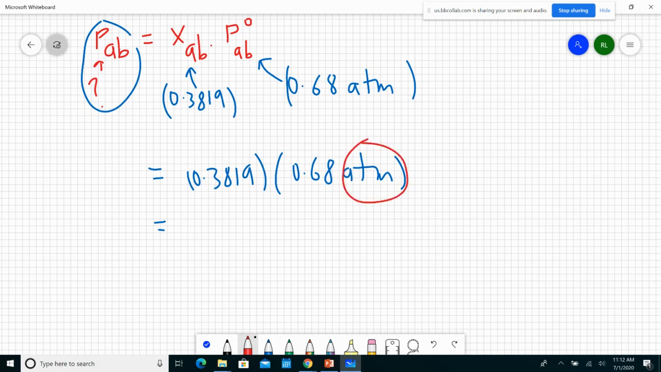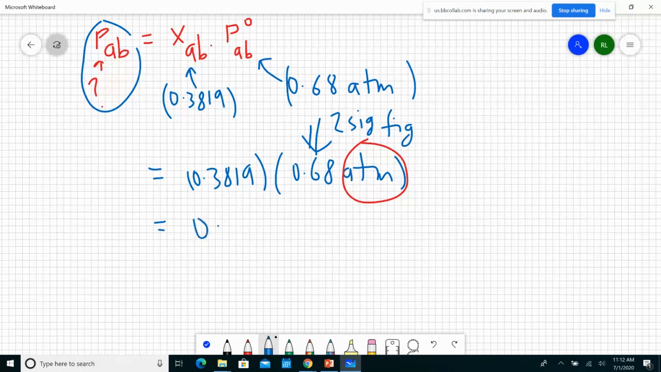All right, so in the end, I have to report my answer to the right number of sig figs, because this dictates it. Only two significant figures here tells me that my final answer should have only two sig figs. So that's why my final answer is 0.26 atm. Think about that as the partial pressure of acetyl bromide above the solution. In other words, the partial pressure of vapor acetyl bromide above the solution.